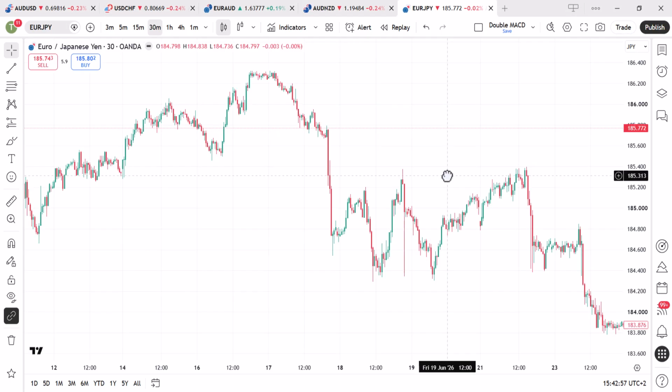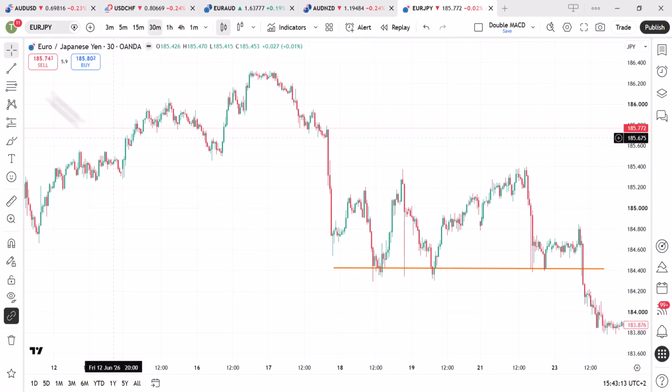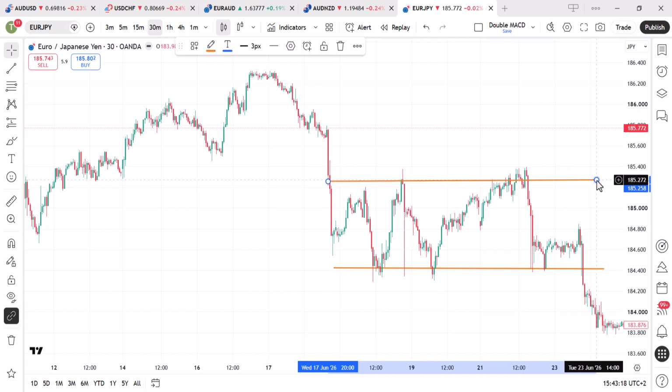Support is a price level where buyers have repeatedly stepped in. Think of it as a floor that price struggles to break. Resistance is the opposite. It is a ceiling where sellers have repeatedly pushed price lower.